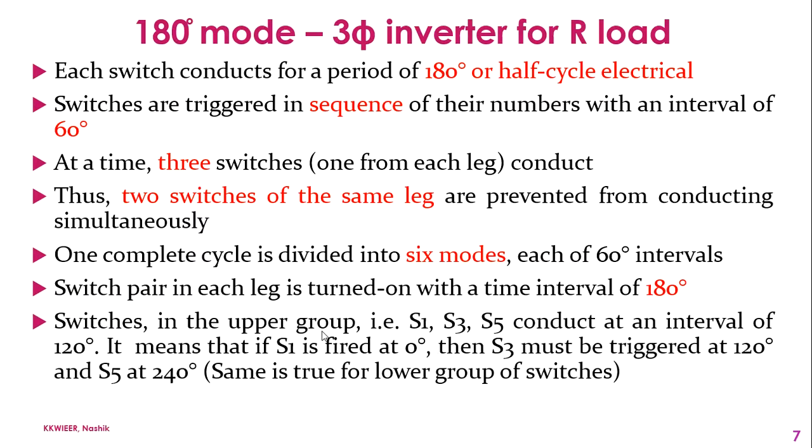The switches in the upper group, that is S1, 3, 5, conduct at an interval of 120 degree. What does that mean? When S1 is fired at 0 degree, S3 must be triggered after 120 degree, and after 240 degree S5 should be triggered. The same will happen with the lower group of switches. S2 will be triggered at 0 degree, then S4 at 120 and S6 at 240 degree.